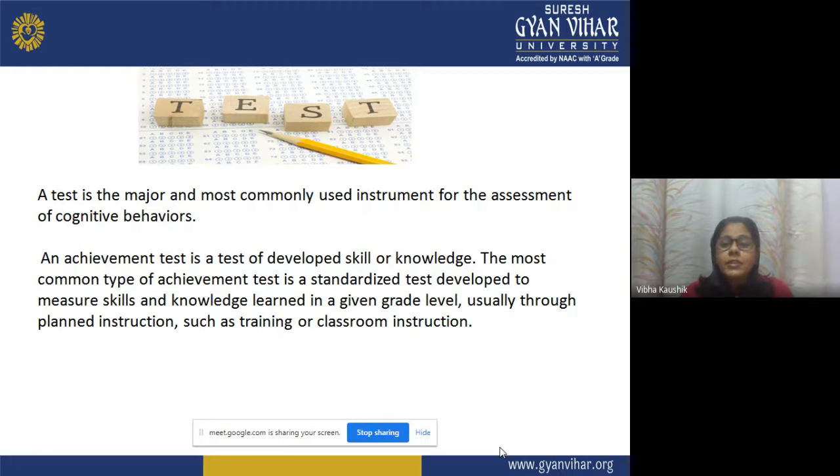Now, what are the standardized tests? The standardized tests are those tests where there is reliability, validity, there are fixed norms and criteria, or the test scoring method is developed to measure skills and knowledge learned in a given grade level. And these tests are used to measure the different skills and the knowledge which a learner has gained during a given grade level, usually through planned instruction, means everything has been planned, such as training or classroom instruction.